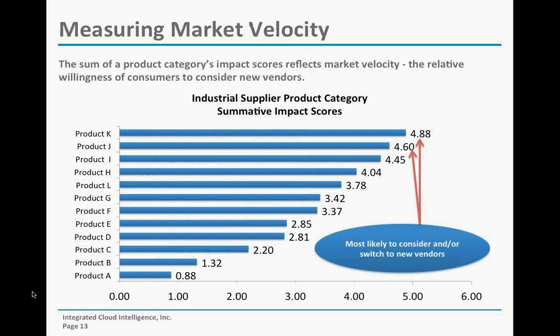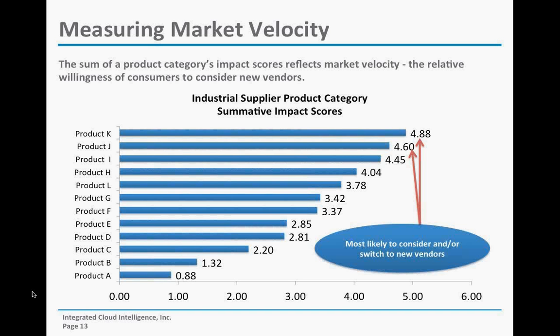See how specific and actionable this insight is? That's one of the valuable things about market drivers. Another element is measuring market velocity. If you sum the impact scores across all of the market drivers, and you come up with the summative impact score, it provides an excellent proxy for how fast that market is turning over.